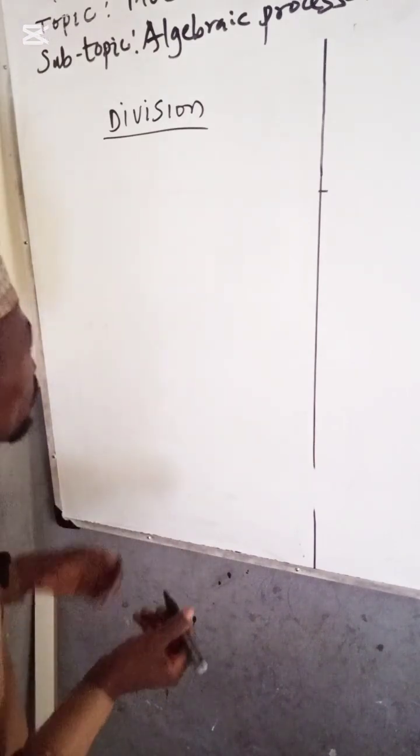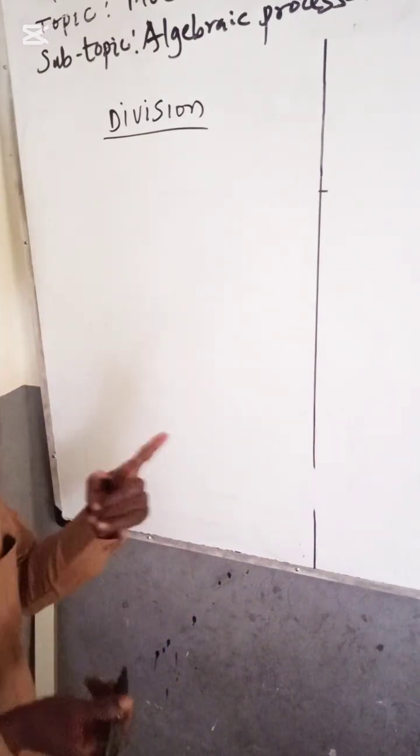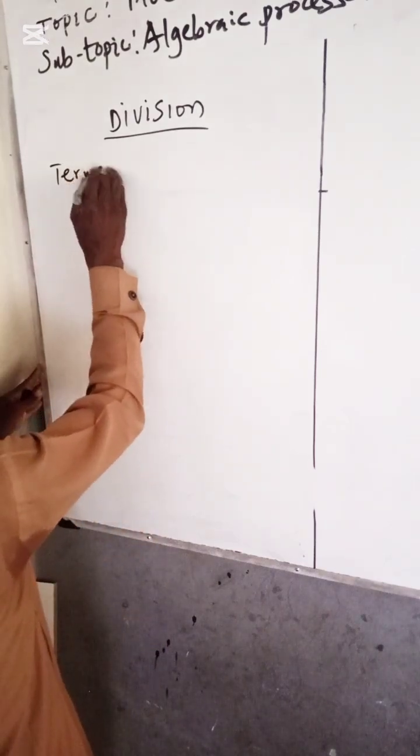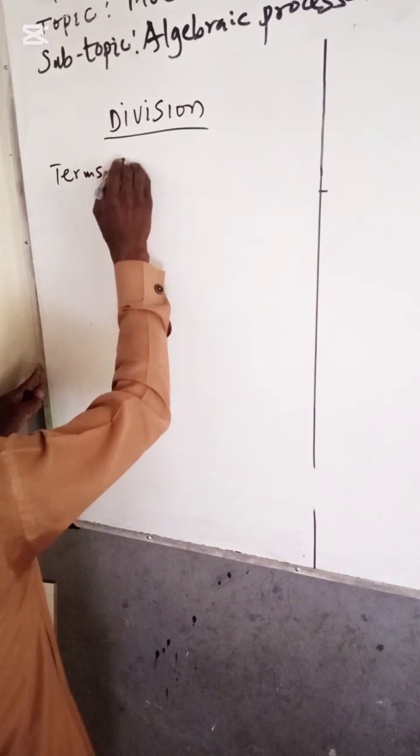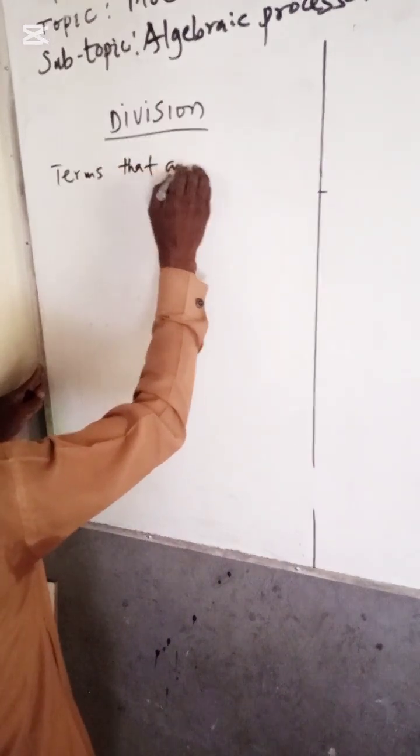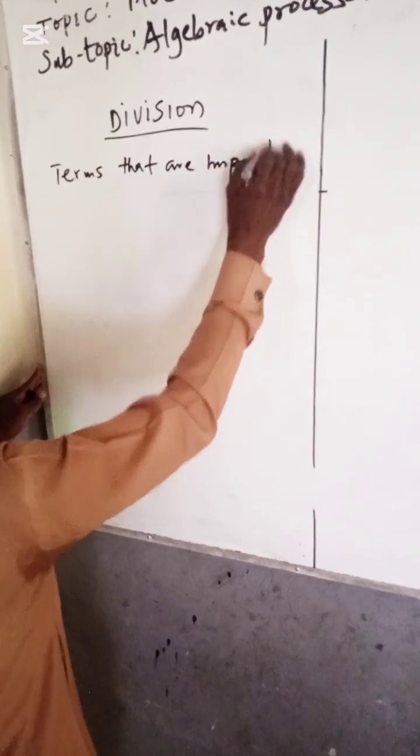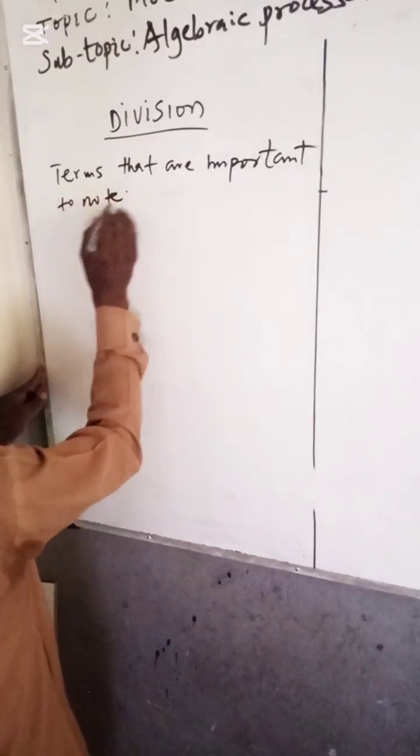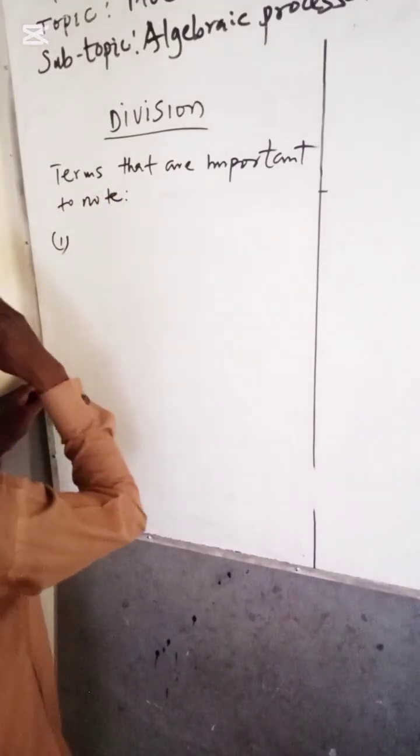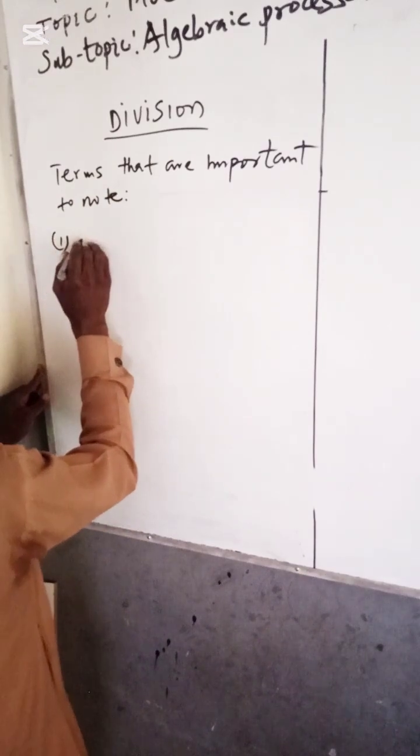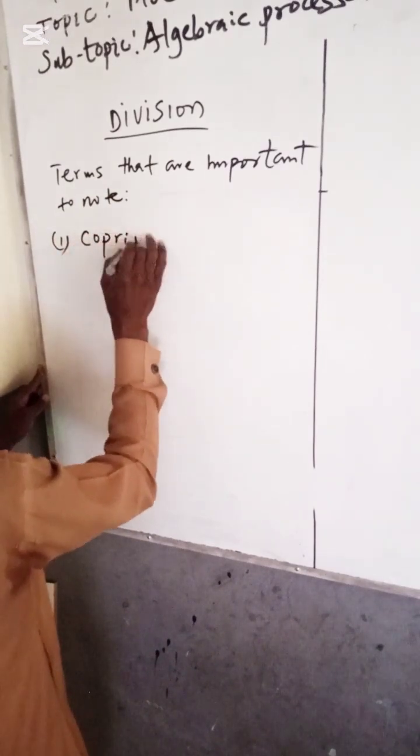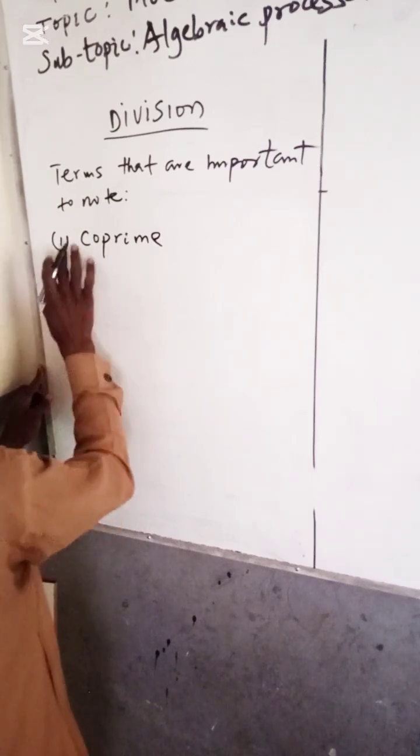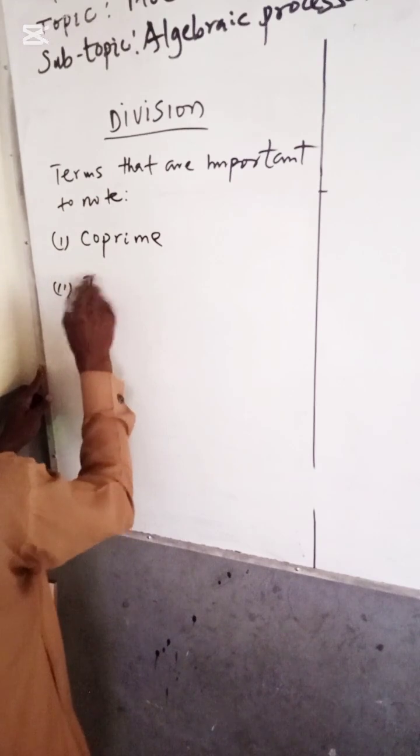In division involving modular arithmetic, these are the terms to familiarize ourselves with. One, we have co-prime. Two, we have inverse.